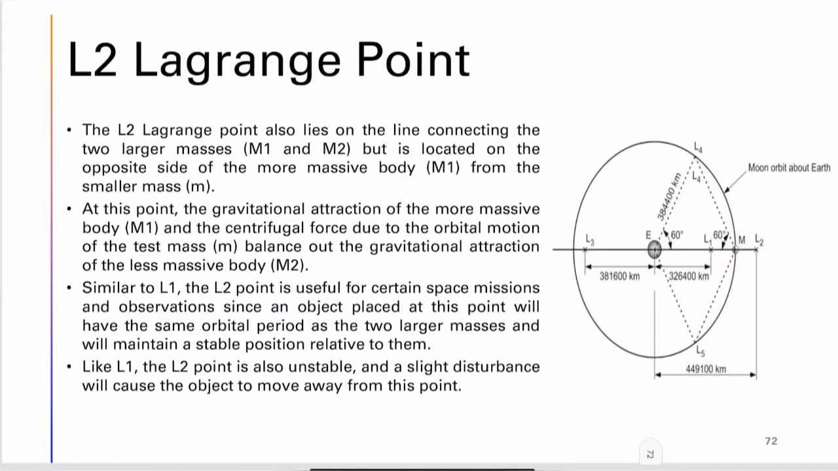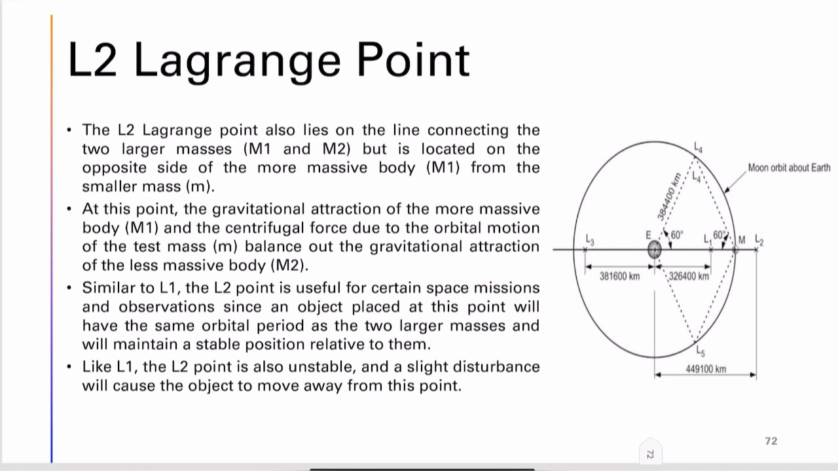Now, the L2 Lagrange point. The L2 Lagrange point also lies on the line connecting the larger masses M1 and M2, but it is located on the opposite side of the more massive body M1 from the larger mass.